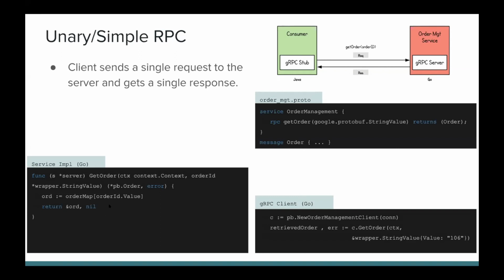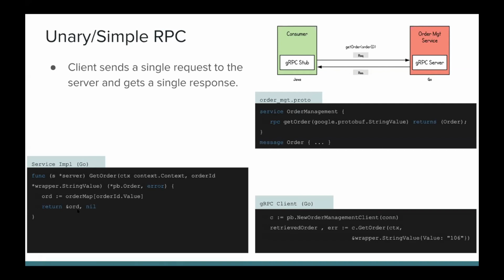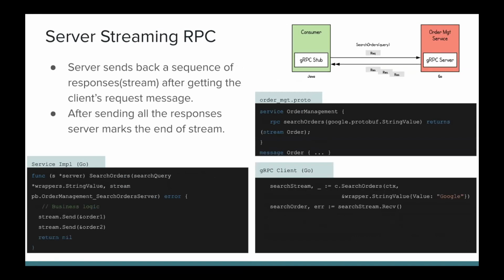On the service side, it's a very straightforward implementation. I use a map and just return the required order. On the client side also, I'm just invoking the remote function. So this is very straightforward. Now let's go into a slightly more complicated one.